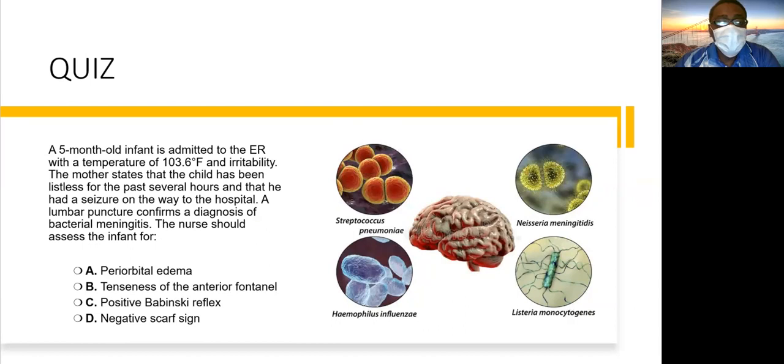Also, remember that bacterial meningitis is an inflammation of the brain and spinal cord caused by infection, your Neisseria meningitidis, your Listeria monocytogenes, your Haemophilus influenzae, your Streptococcus pneumoniae.